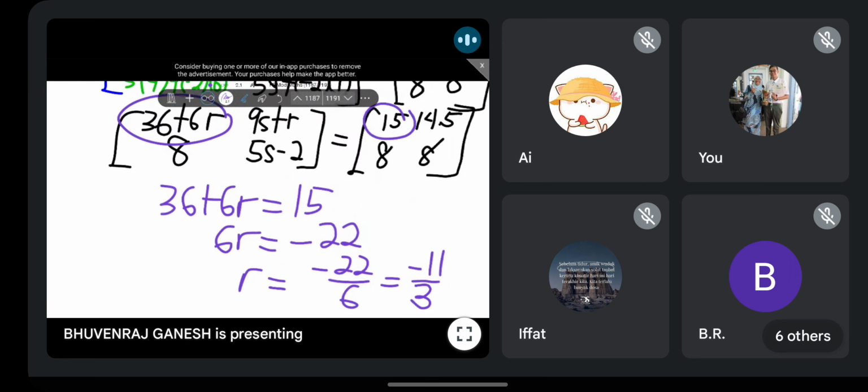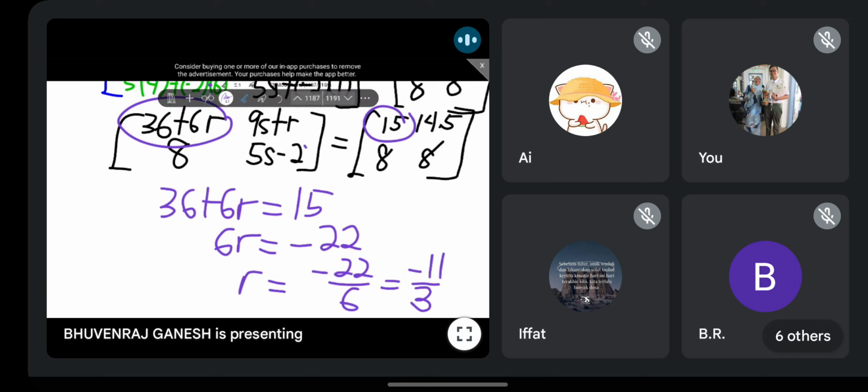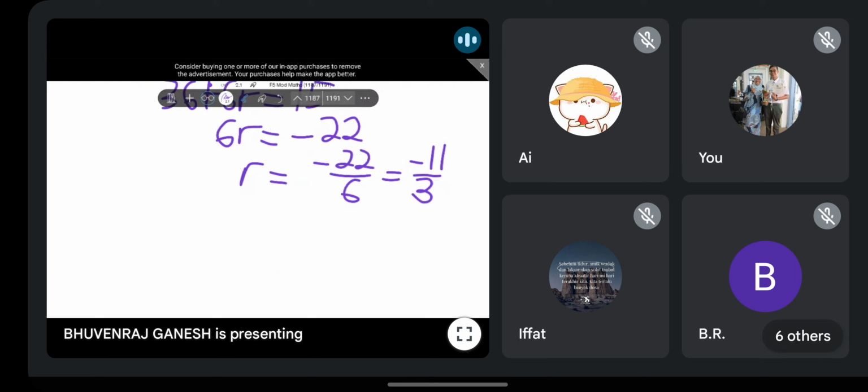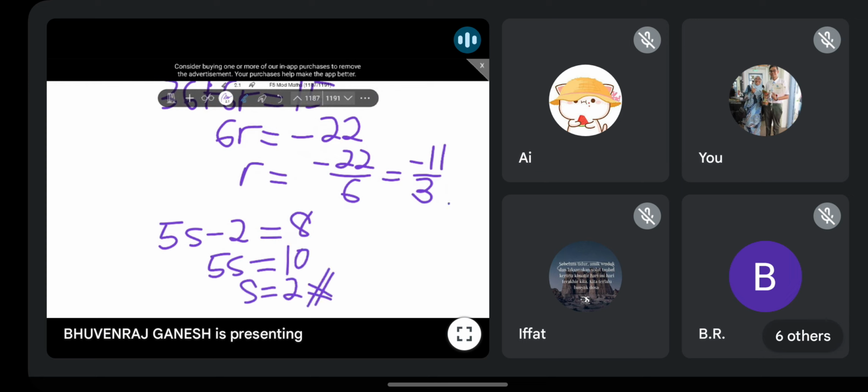Okay, so next one, kamu kena cari S. So S is, you compare these two. This one, compare with this one. So 5S minus 2 equal to 8. 5S equal to 10. S is equal to 2. Settle.